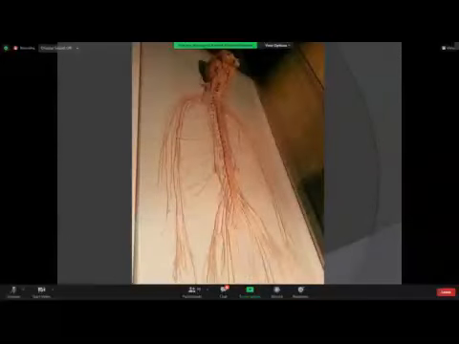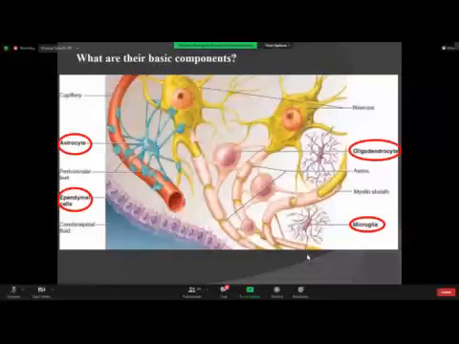So this picture might be a little gross for some people, but it basically gives you an idea of where the brain starts and the spinal cord begins, and how the nerves are in general distributed across the human body. Okay, so what is the nervous system?